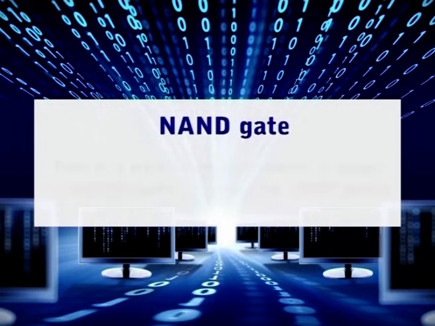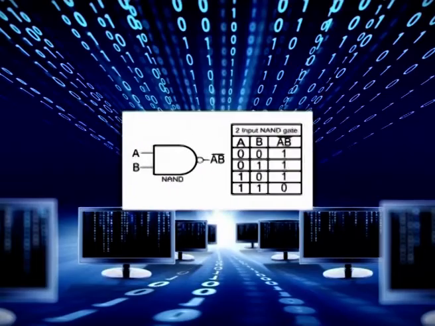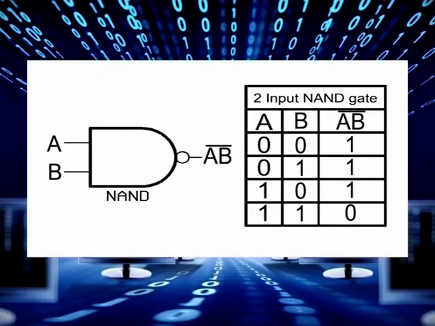Now, we will discuss the NAND gate. This is a NOT AND gate, which is equal to an AND gate followed by a NOT gate. The output of a NAND gate is high if any of its inputs is low. Look at the diagram. This is the representation of the NAND gate along with its truth table.